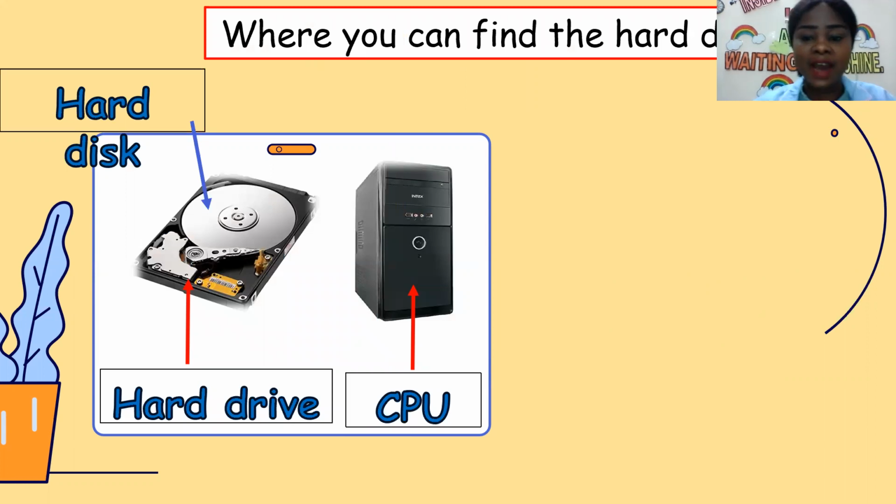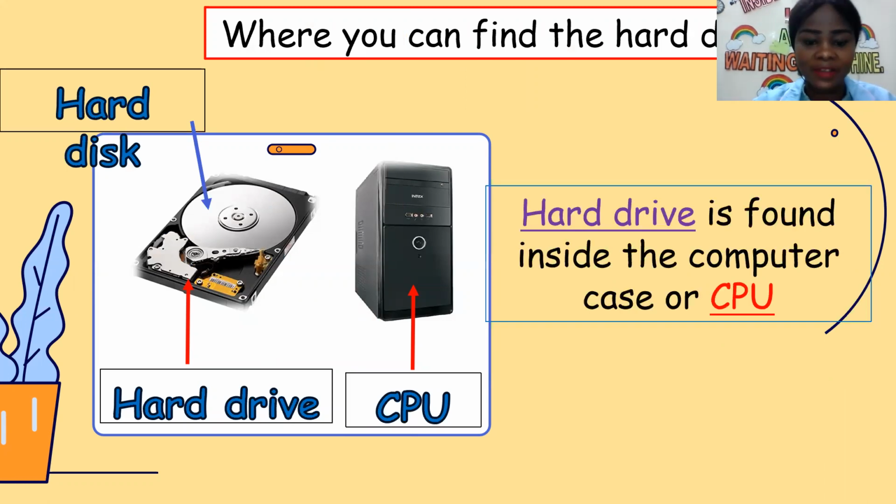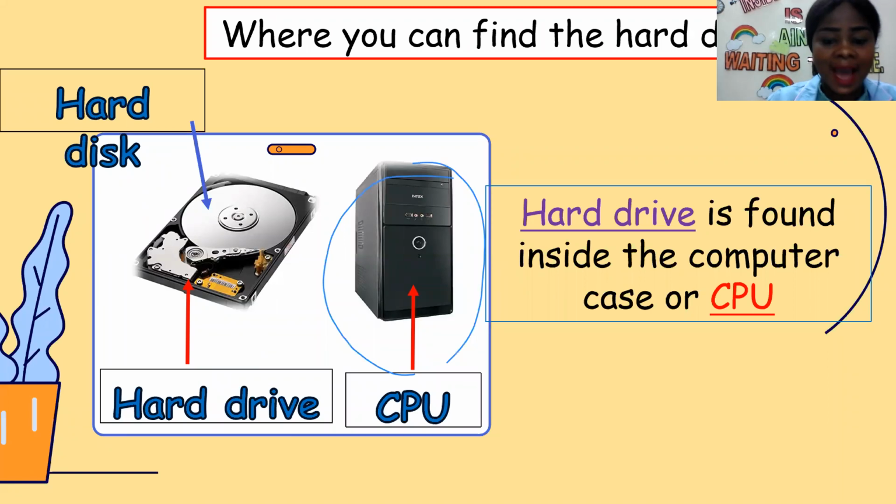Now, where can you find the hard drive? The hard drive is found inside the computer case or the CPU. Can you see the CPU? Let me bring out my pencil so that I can show you the CPU. This is the CPU, and inside the CPU, you find the hard drive. Very good, students. Now let's continue.